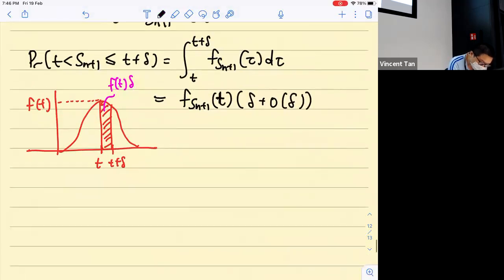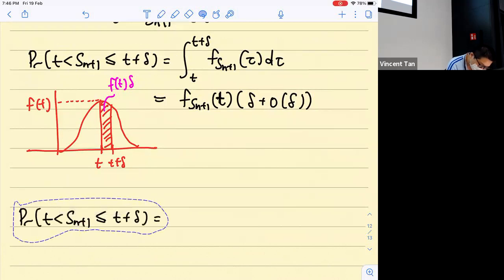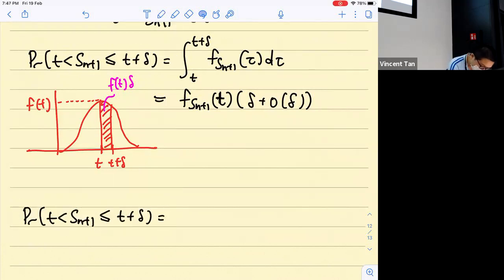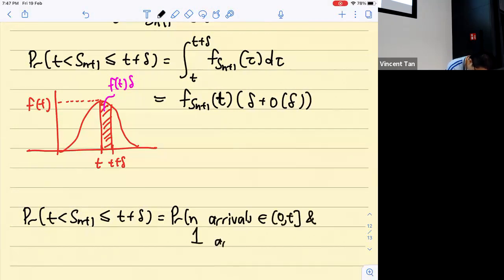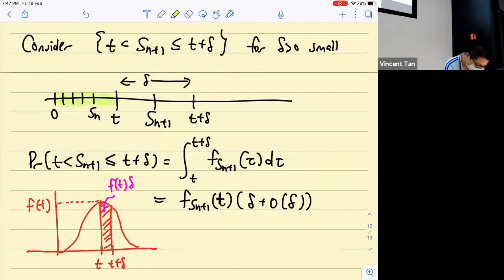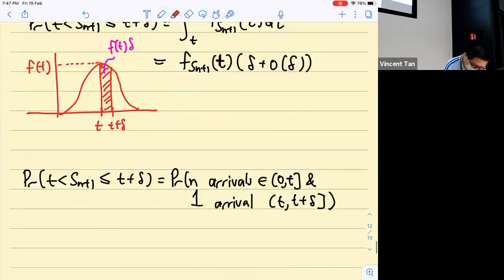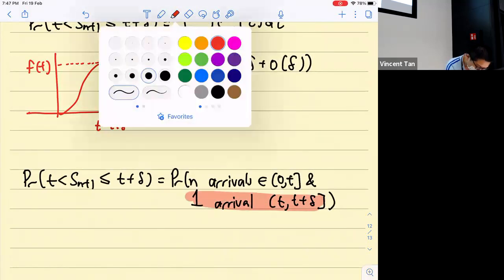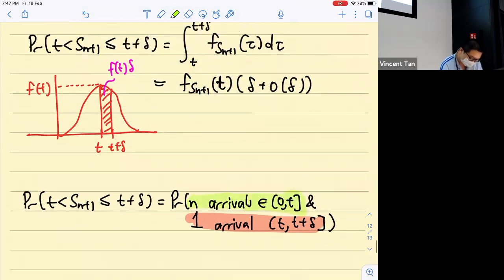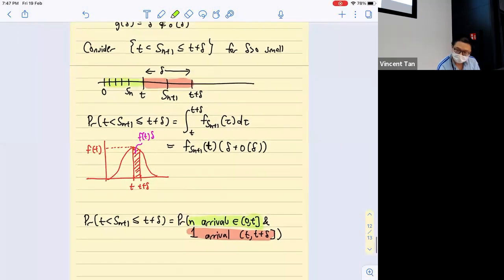Another way of evaluating the same probability is noticing what is the meaning of this probability. So look at this. What this means is that the probability is the same as the probability that there are n arrivals in 0 to t and one arrival in the small little strip t to t plus delta. There must be n arrivals here and exactly one arrival here. So the one arrival here and n arrivals prior. That's the picture. Can you see? That's the meaning.